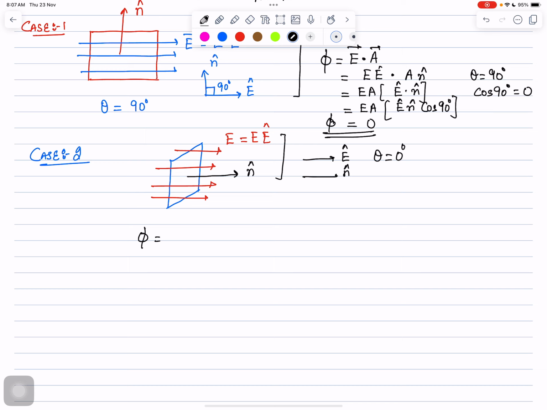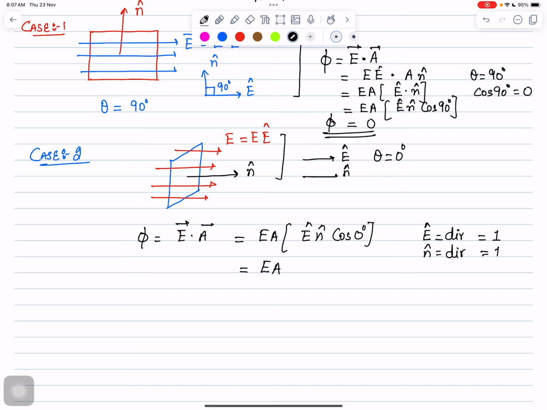We know flux is equal to E dot A. You can just solve directly, this one. Now I'm going to use it directly from equation 1. Can I say EA bracket E cap n cap cos of 0 degree. So in that case we get the maximum value EA, and you need to remember E cap is direction. So what is the value? 1. n cap is your direction. So what is the magnitude? 1. So what we get? EA, which is your maximum value.